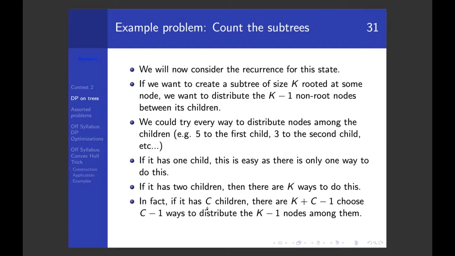But the problem is, if we have C children, there are this many ways to distribute the k minus 1 nodes among them. This exact number isn't super important. All that's important is that this is big. If we have 10 children, the number of ways to distribute 100 nodes among 10 children is massive. We don't have time to compute all of them. So we need a better way to calculate our recurrence, because the naive idea of just trying every way is too slow.